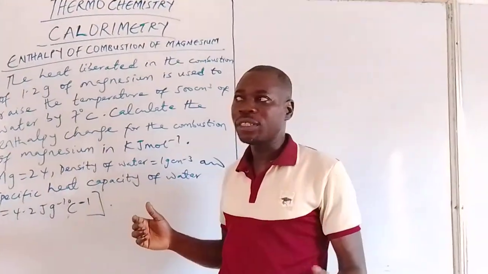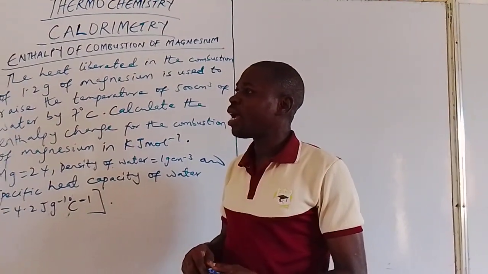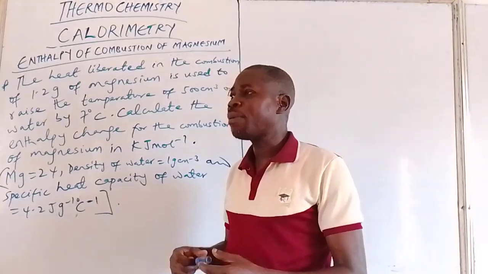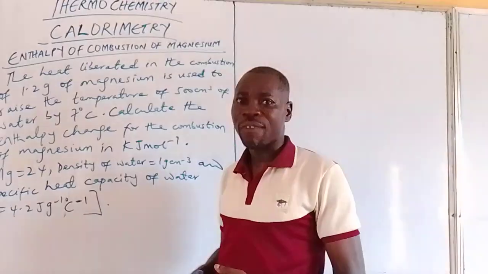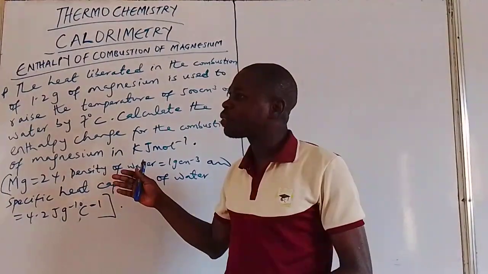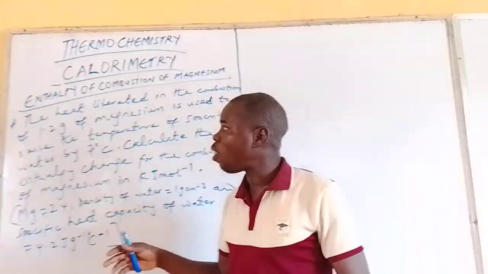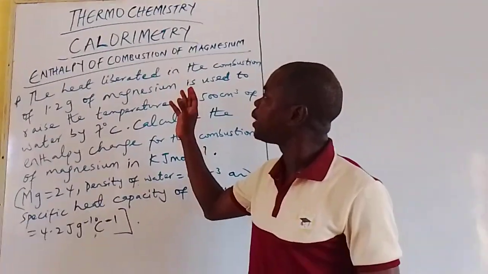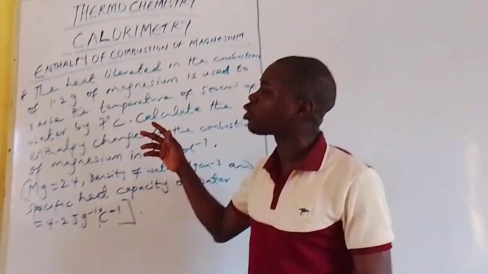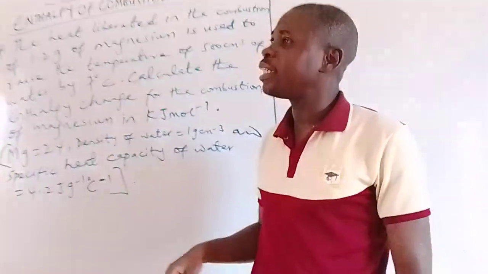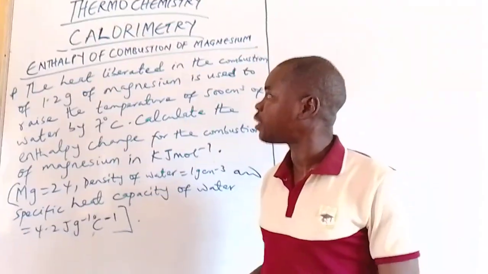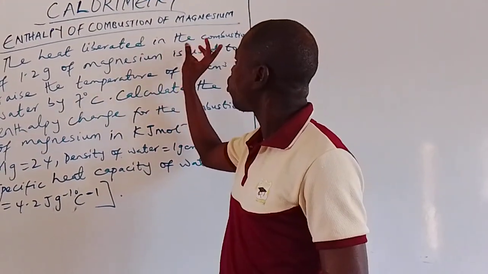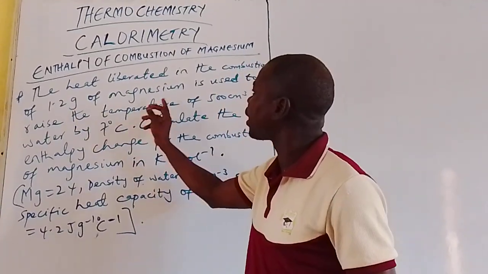So we have two types of reaction in thermochemistry. We have the exothermic reaction and we have the endothermic reaction. In endothermic reaction, heat is absorbed from the environment, and in exothermic reaction, heat is liberated or evolved to the environment. So enthalpy of combustion is the amount of heat evolved when 1 mole of a substance is burnt completely in air or in oxygen.